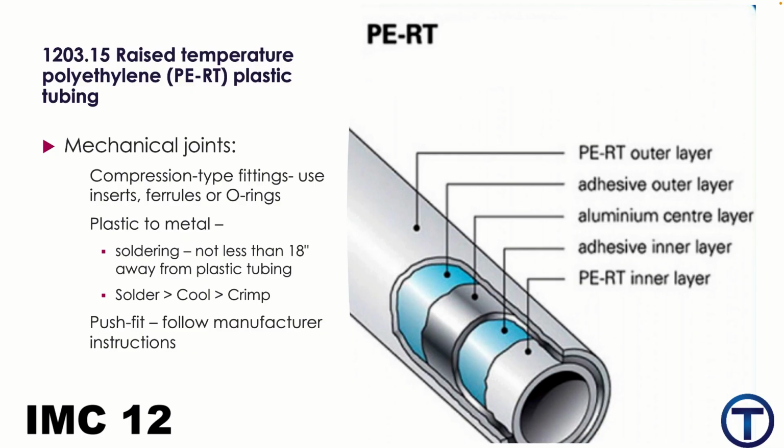1203.15 gives us the option for raised temperature polyethylene plastic tubing, or PERT. These can be combined with mechanical joints. Similar to PEX, we have compression type fittings. We'd want to use inserts, ferrules, or O-rings as required.